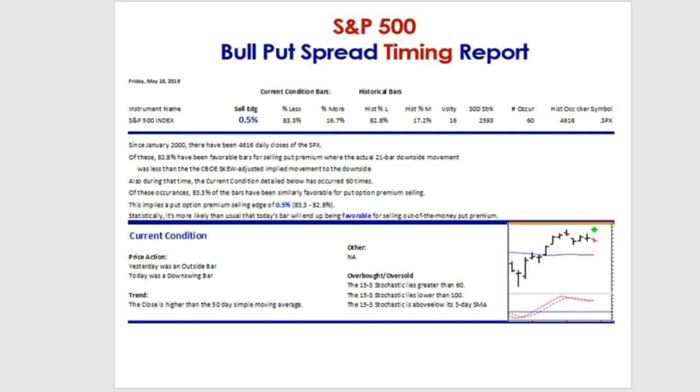So also during that time, our current market condition occurred 60 times. Of those 60, 83.3% of those bars were similarly favorable for selling puts like that. That implies a put option premium selling edge of about 0.5%. It's very, very close once again. All right, so that's the bull put spread timing report. All in all, on the Condor's end and bull put spreads, very slight edges right now, given the statistics on past occurrences of our current market condition.